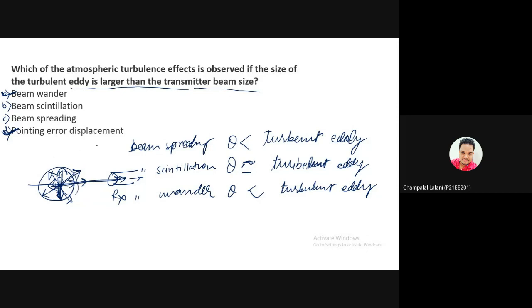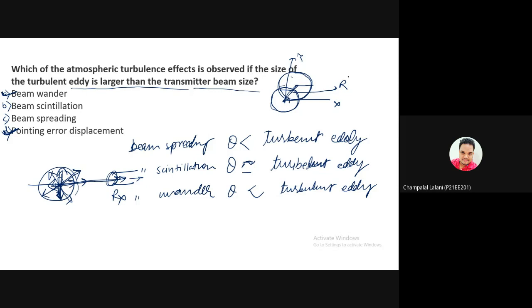So, what is pointing error displacement? How is it quantified? Suppose the receiver is like this, and the beam is like this. Instead of pointing here, the beam is pointing here. The measurement of pointing error is given by drawing a line from the center of the beam to the center of the receiver. This is X, this is Y, and this is the R vector from the center of the beam to the center of the receiver.